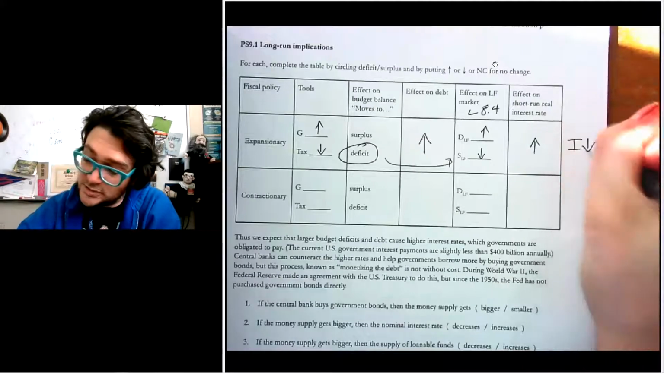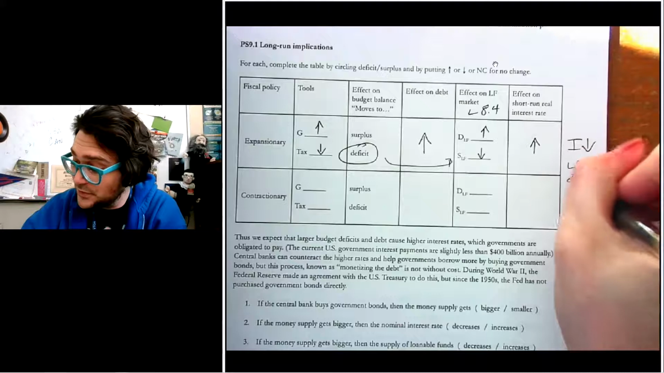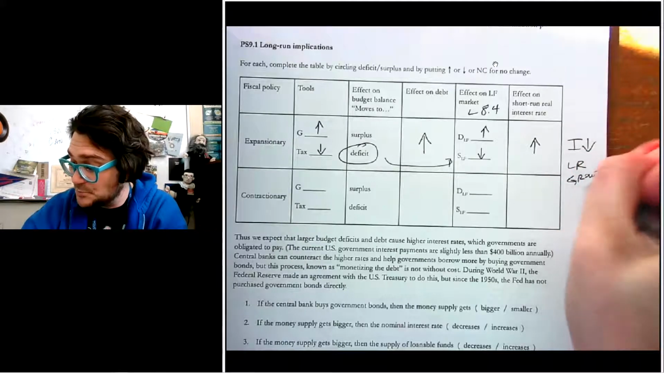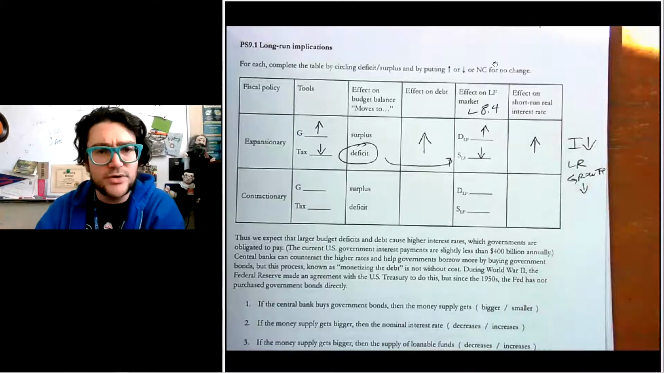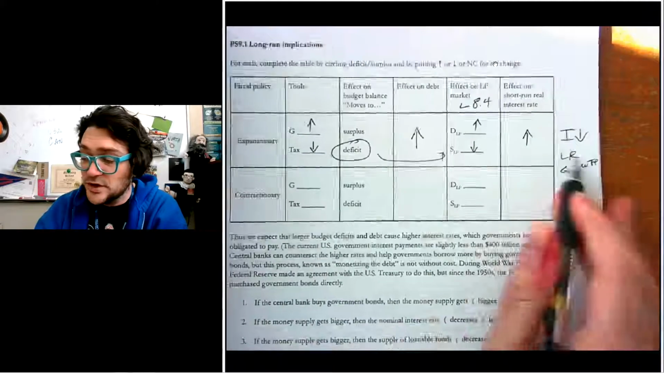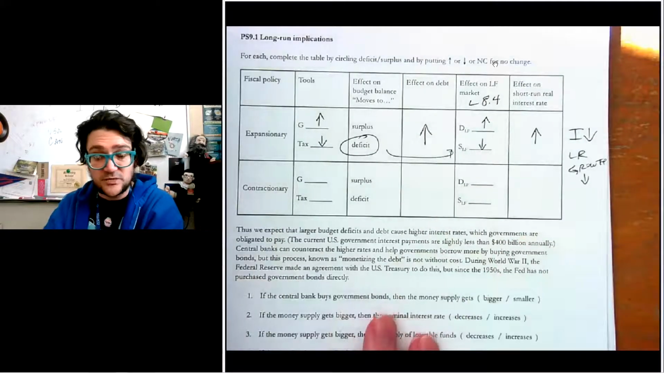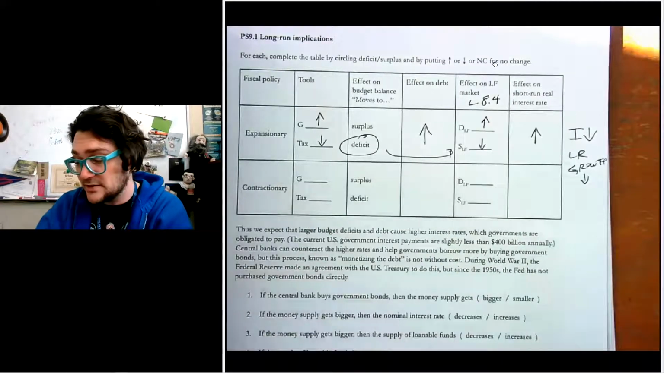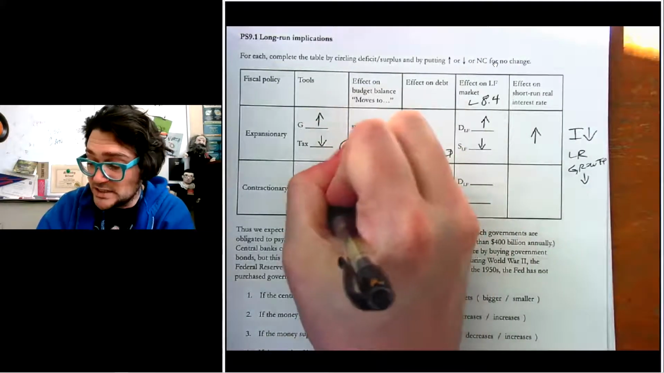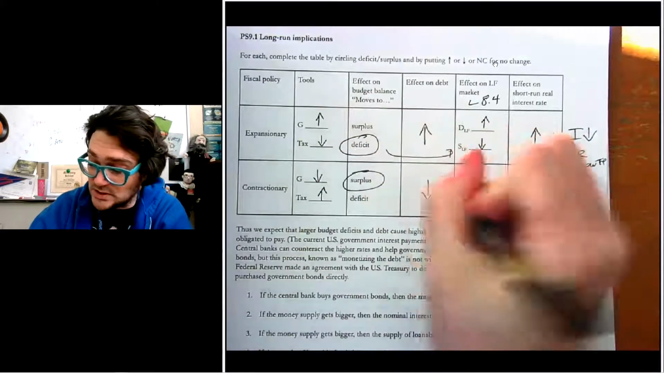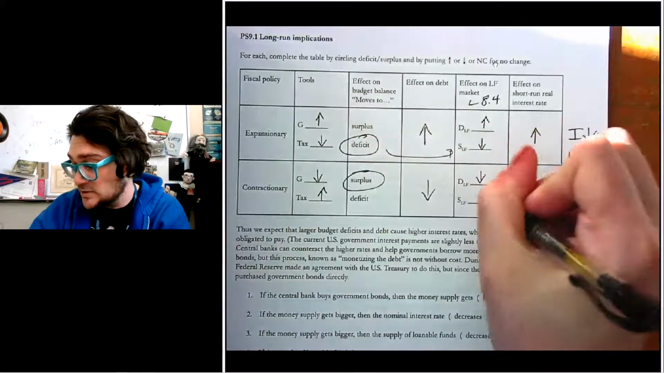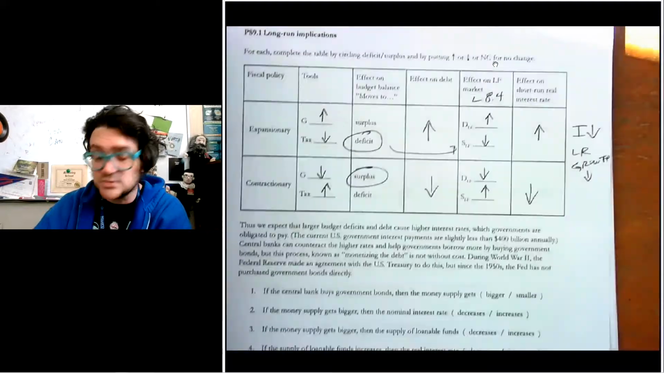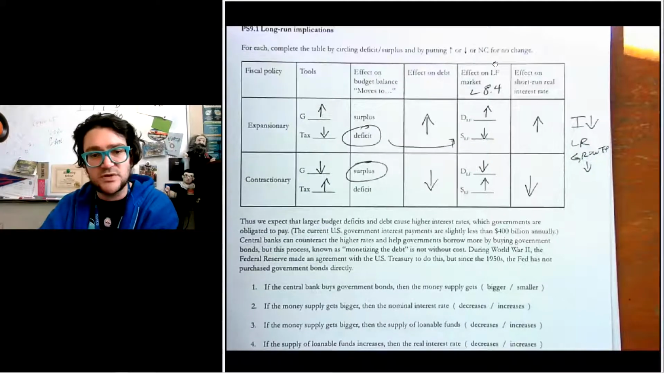Well, investment spending goes down and long run growth goes down because people aren't able to borrow and expand their businesses and so forth. And so, this is that chain of logic and thinking about the different directions that can go. If they're contractionary, it's going to look like everything in reverse. They cut government spending, they raise taxes, it moves them to a surplus, reduces the debt, decreases demand, increases supply, reduces the interest rate. So it's basically the reverse of everything there.